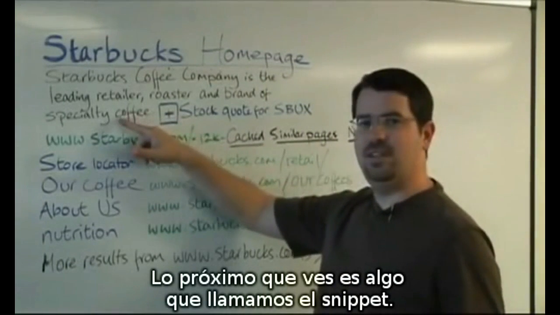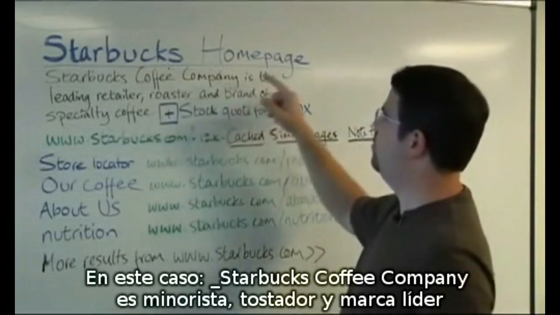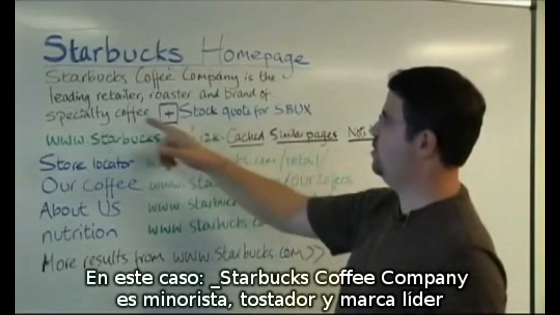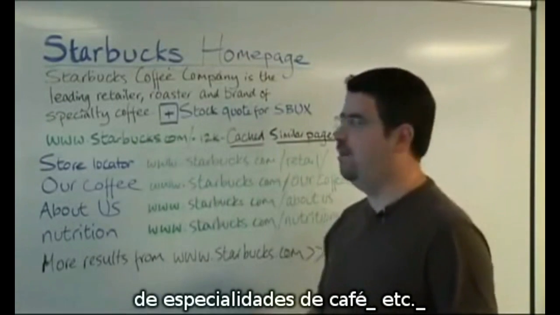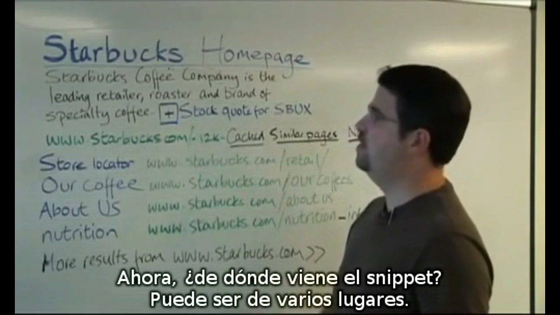The next thing that you see is something we call the snippet. So in this case, it says Starbucks Coffee Company is the leading retailer, roaster, and brand of specialty coffee, and so on like that. Now, where does that snippet come from? It can come from many different places.